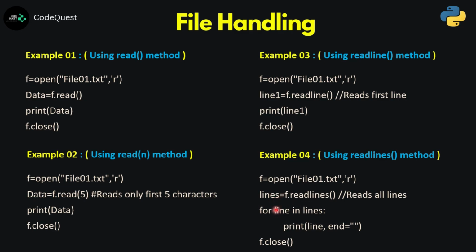Now I'm taking the help of a for loop to traverse the elements of this list. So for line in this lines list, I'm printing this line so that each line can be printed. After the end of this for loop, I can find all the lines of the file displayed, and of course towards the end we are closing it.